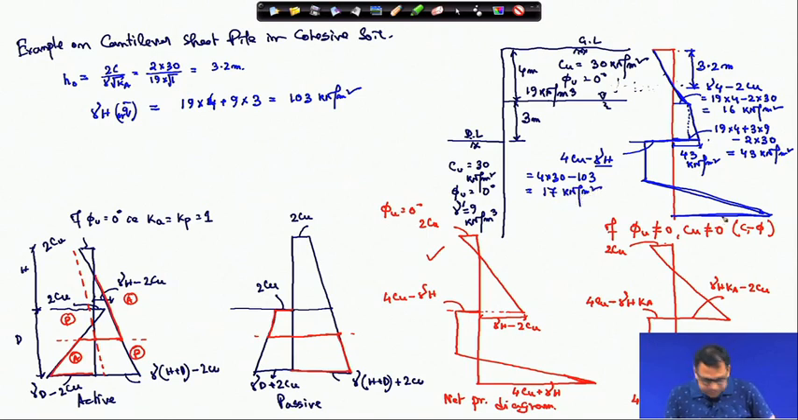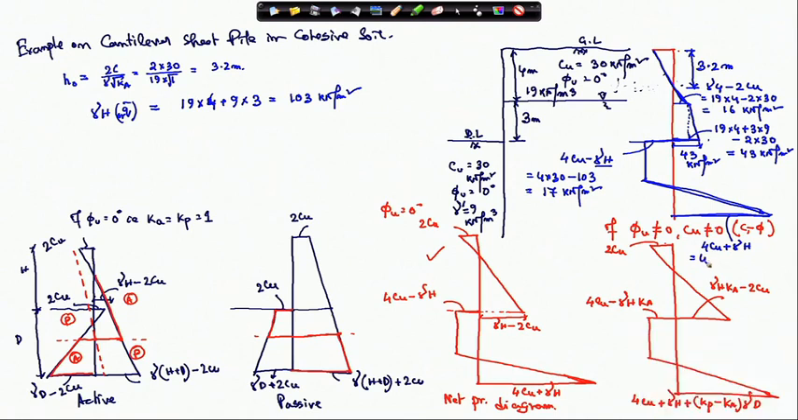Similarly, here this value is 4 Cu plus gamma h. So, 4 Cu is 4 into 30 plus gamma h, which I have calculated as 103. Okay. This is 4 Cu plus gamma h. So, this value is equal to 223 kilonewton per meter square. So, this is the total diagram. Now, I will solve. Okay. So, now I will solve this value.